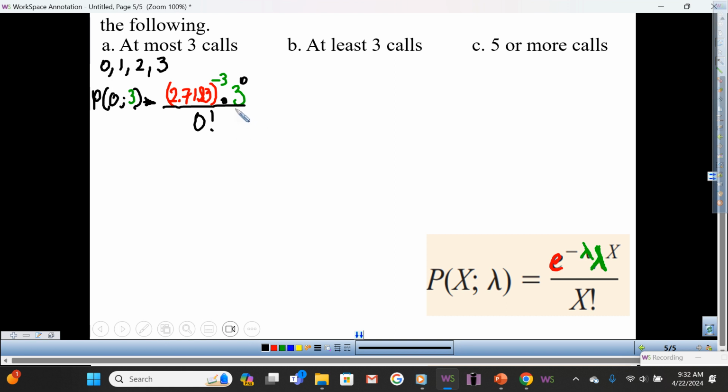So, tell your neighbor what 0 factorial is. Everyone, 0 factorial is 1. That is correct. And then we bring this to the denominator, so we got 2.7183 to the positive 3rd power. And what is 3 to the 0 power? 1 as well. So, find me that number: 1 divided by 2.7183 to the 3rd power.